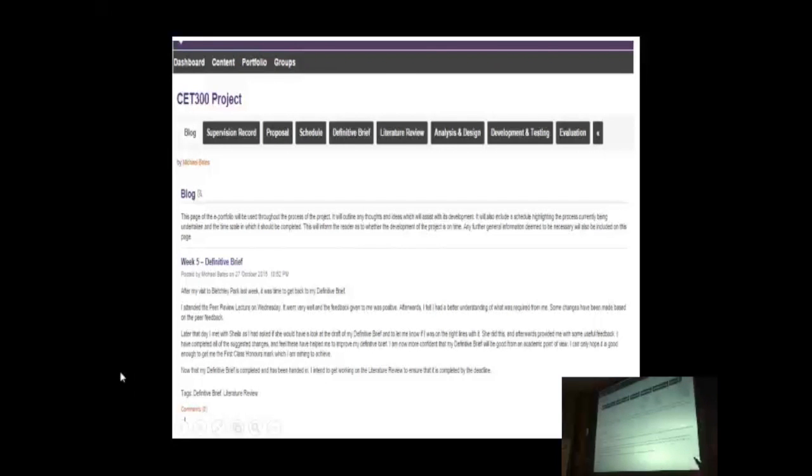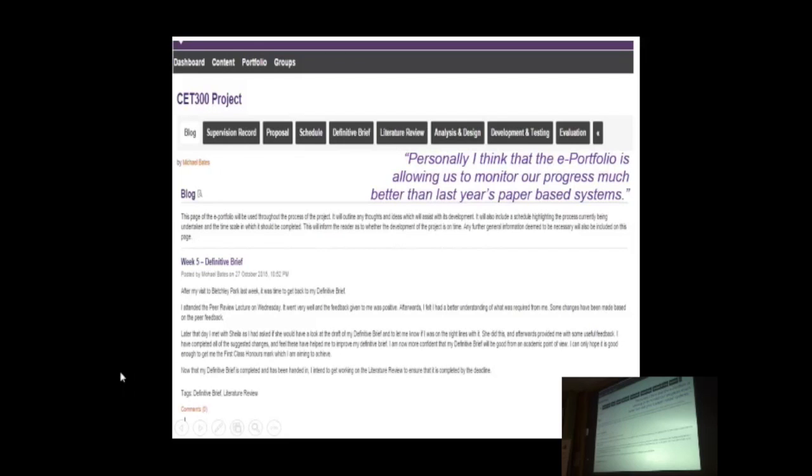And then I've overlaid some comments that students have made, just so that you can read what they've said in their free text responses. "Personally, I think the e-portfolio is allowing us to monitor our progress much better than last year's paper-based systems." This is a student who is, for personal reasons, repeating his final year. So he's actually been through both processes, or at least part of both processes. And then again, you can see some of his comments. Again, computing students don't carry bits of paper around really. Maybe no students do anymore.